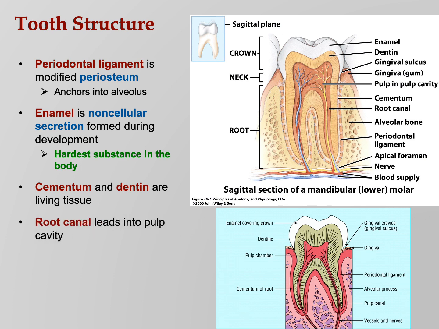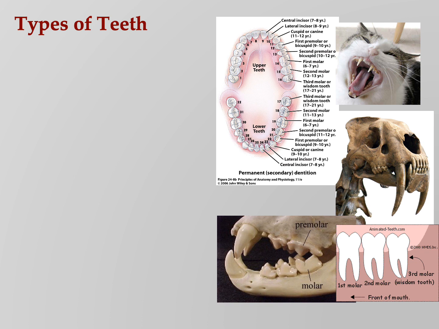Cementum and dentin, basically the same thing. It's called dentin if it's above the gum line, and it's called cementum if it's below. Root canal leads into the pulp. Everybody talks about getting a root canal. That's actually not the name for it. Dentists call it just an endodontic procedure. The root canal is actually the space where the blood vessels and the nerve are within the root. Gingiva are your gums.